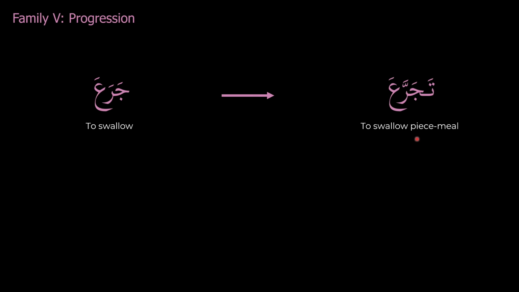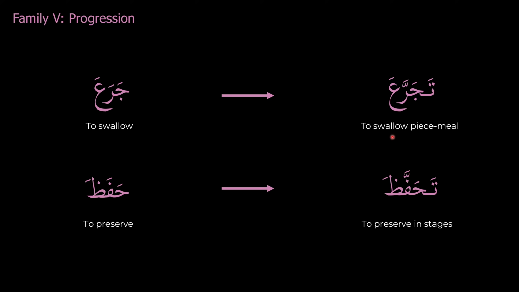Another meaning it has is of progression. So for example, if we have jara'a, which is to swallow, right? So that becomes tajarra'a. So it means to swallow piecemeal. So it's showing that something is done in stages. So for example, with hafadha, it means to preserve, and tahafadha means to preserve in stages, or to preserve part by part, right? So that has the connotation of progression. So those are the common meanings that have to do with family number 5.